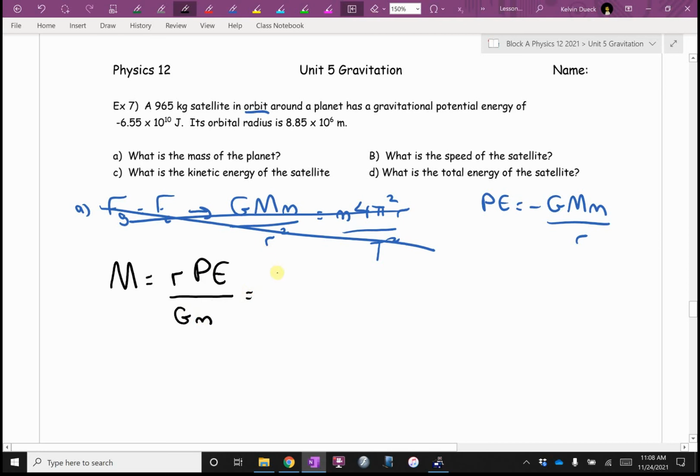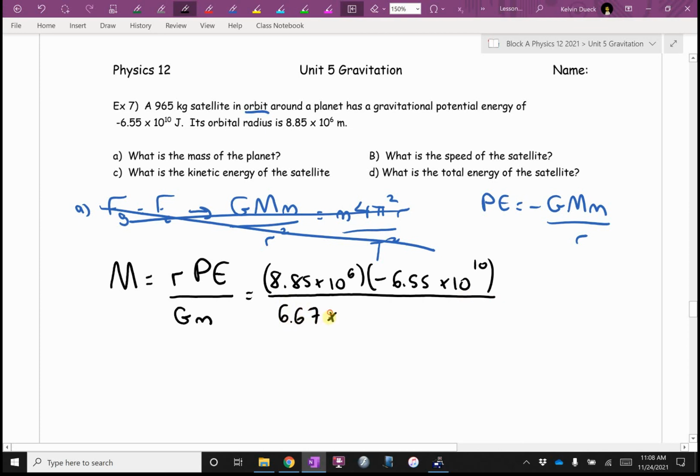It's going to be 8.85 times 10 to the sixth, negative 6.55 times 10 to the 10th, all over 6.67 times 10 to the negative 11. Oh, wait a minute. I said yesterday, if you want to, you can just write big G and I'll figure out what you mean. But definitely times 965. Okay.